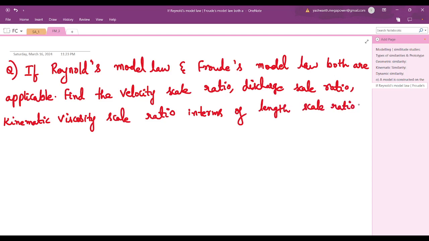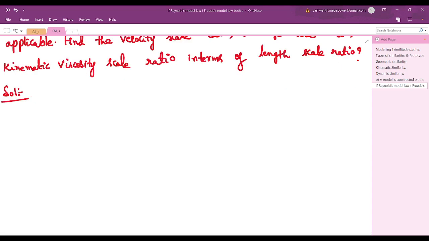Yeah, you please do this question. Don't worry, I'll explain you the solution, but I'll give you the time. Please do this question. Just scale ratio, correct?